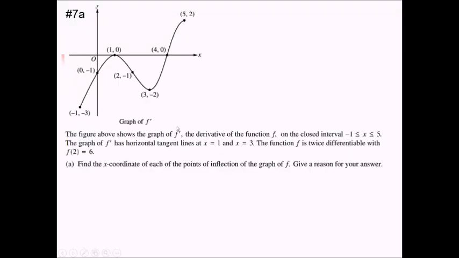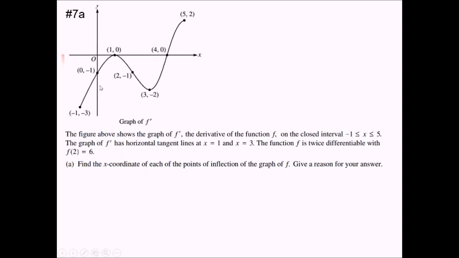For this problem, we are given the graph of f prime, and we're told we have horizontal tangent lines at 1 and 3, and the function is twice differentiable, f of 2 is 6. Okay, so first thing we want to do is figure out where f prime is changing direction, or at least reversing direction, because if you want a point of inflection, that's talking about where f double prime changes sign. So we're talking about then where f prime is changing from increasing to decreasing, or from decreasing to increasing.